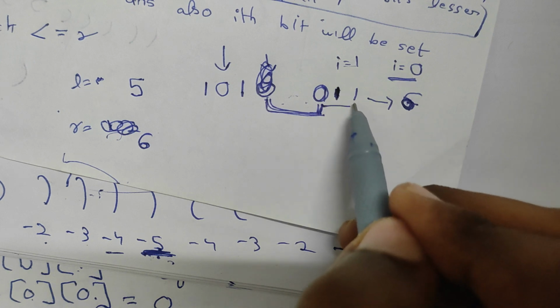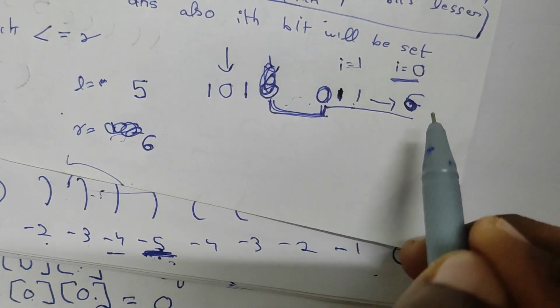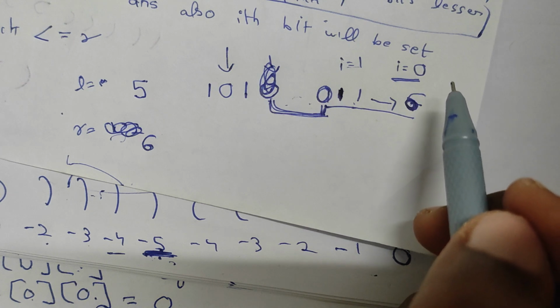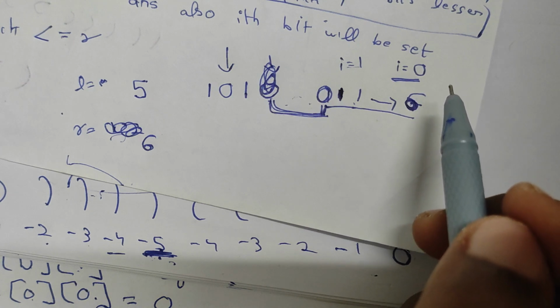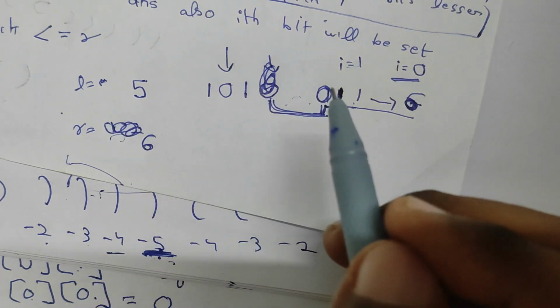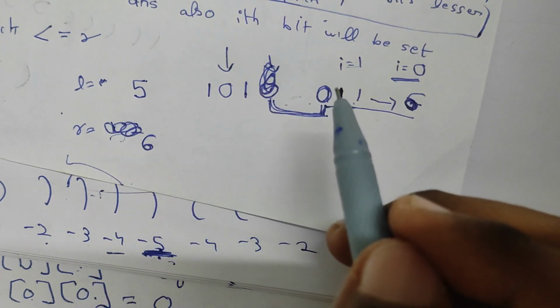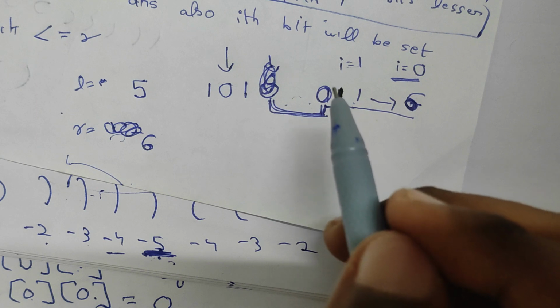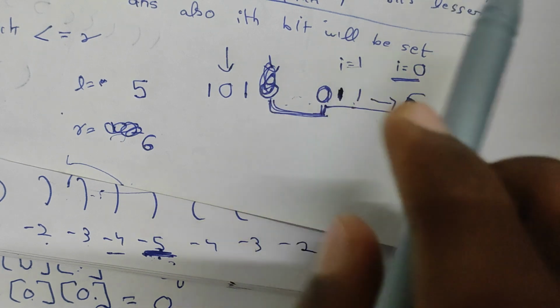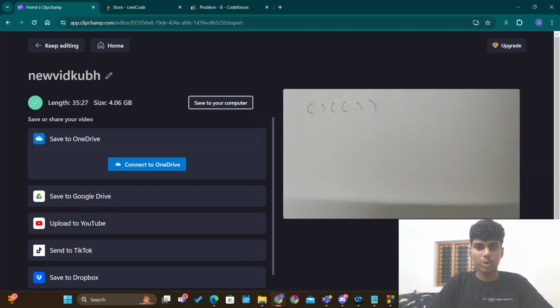But we can't unset any of the bits that are greater than I, because if we unset any of the bits that are greater than I, the value will go below L, and it will go out of our bounds. Okay, this is basically the solution. Now I will show you the code as well.